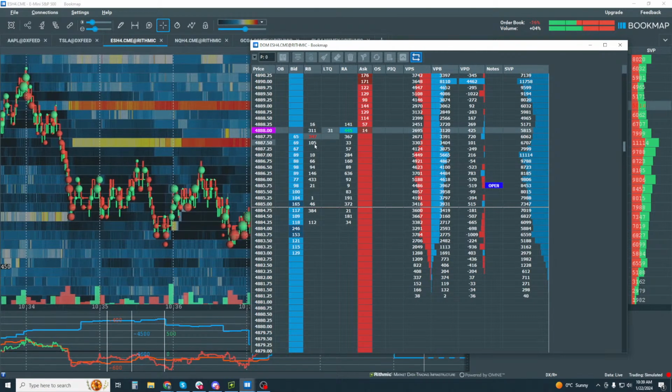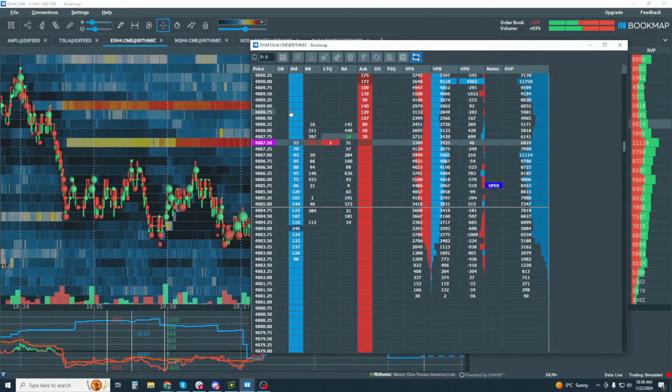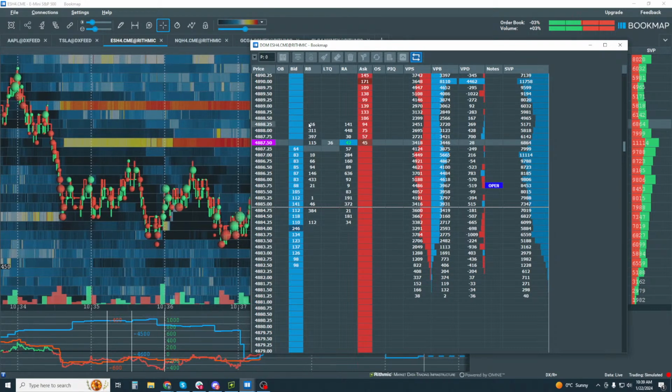Yeah, transaction is starting to build nicely in here though. So you need to see something pull away from that area in here.